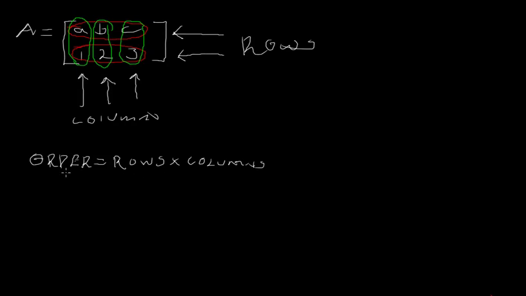Okay, so if I was to ask you, what is the order of matrix A? How many rows does matrix A have? It has 2 rows. So we've got 2. And how many columns? It has 3 columns. So this is a 2 by 3 matrix. This is the number of rows, and this is the number of columns. Okay, so let's just go through that again.